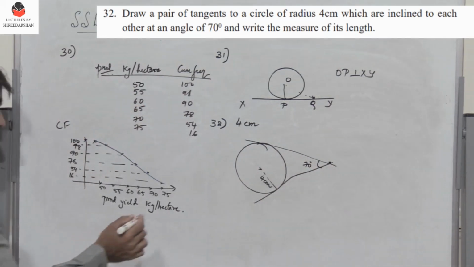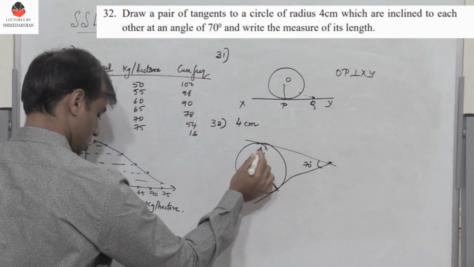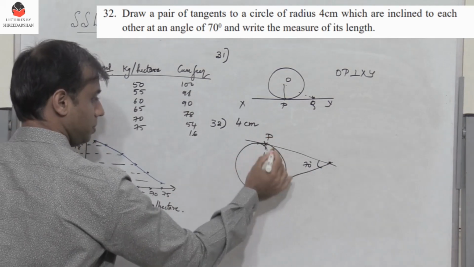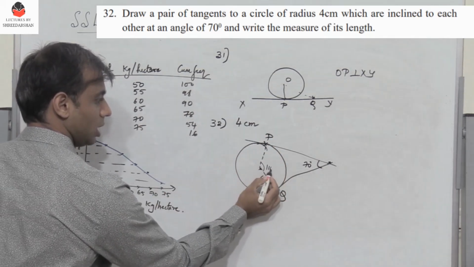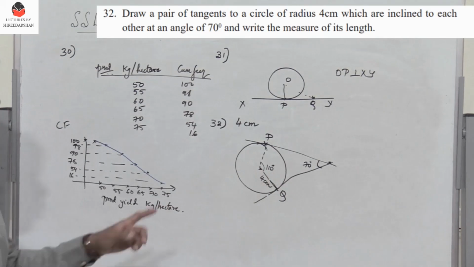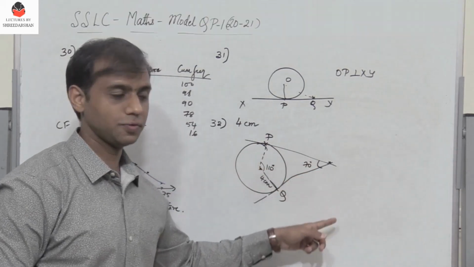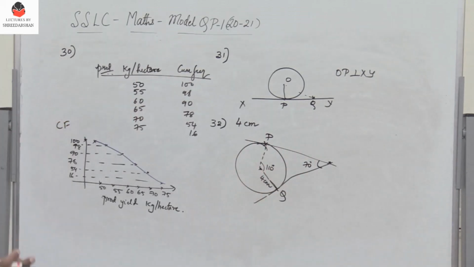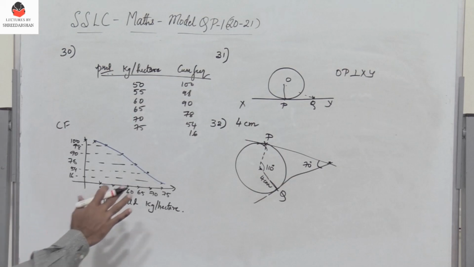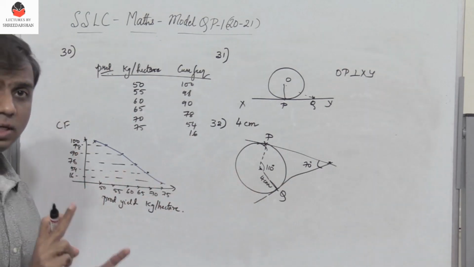So if this is 70 degrees, what happens if I join these two? Let these 2 points be P and Q, and this angle is definitely going to be 110 because it's going to be 180 minus 70. So the opposite angles of a quadrilateral, so this is going to be 110. So you have to do the construction. So I leave it as it is. So I hope you can do the construction very carefully, do it properly.